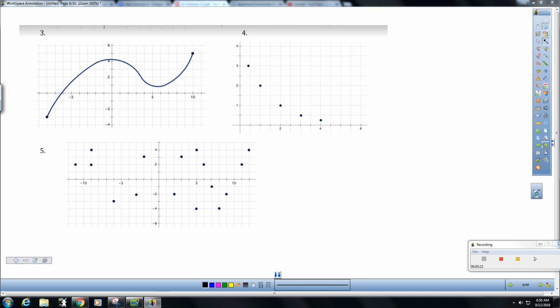So, as we stated, number 3 is indeed a function. There is no place where I can draw a vertical line and hit this thing twice. It looks like our minimum is right here. What is that? Negative 5, 6, negative 8, negative 3. Okay, that's our minimum. And it looks like our maximum is over here at 10, 5.